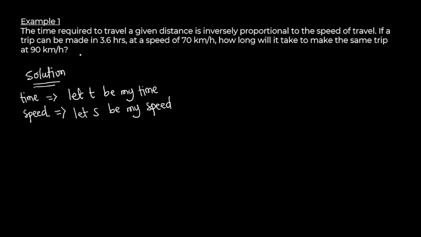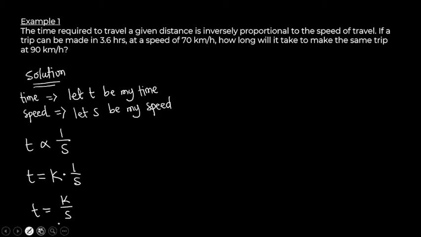We've been told that the time required to travel the distance varies inversely as the speed of travel. So our time t varies inversely as the speed of the vehicle. To remove the proportionality sign, like I said, we introduce a constant. In our case, our constant is k, multiplied by 1 over s. So it is safe to write that t, which is time, is equal to k on s. At this point, I believe we all know how come we have this.